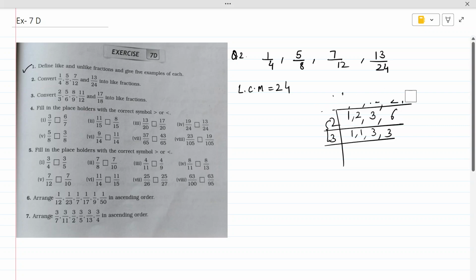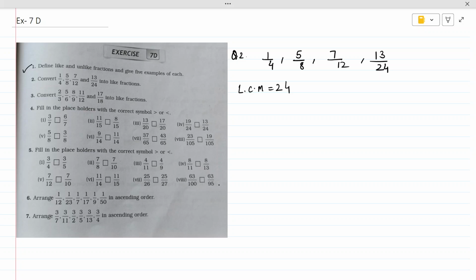We know what the LCM is now. What we have to do? Let us now change the given fractions. Okay? And how we are going to do? First, I'll pick 1 by 4. To make the denominator 24, we have to multiply the denominator with 6. And if we are multiplying the denominator with a number, we have to multiply the numerator also. So this becomes 6 by 24.